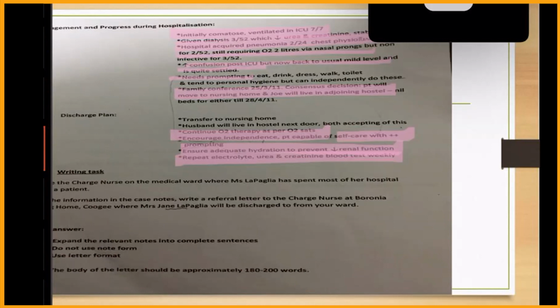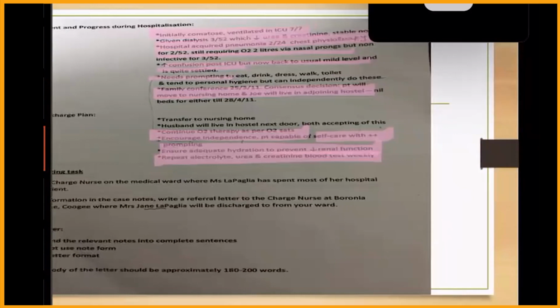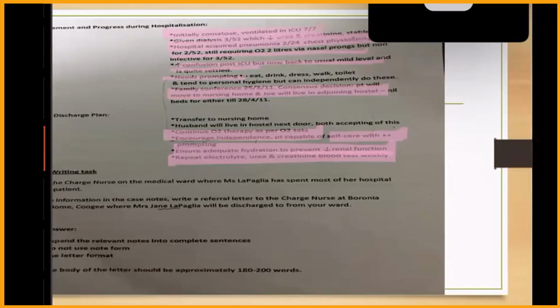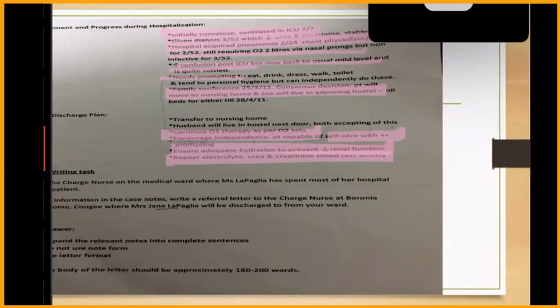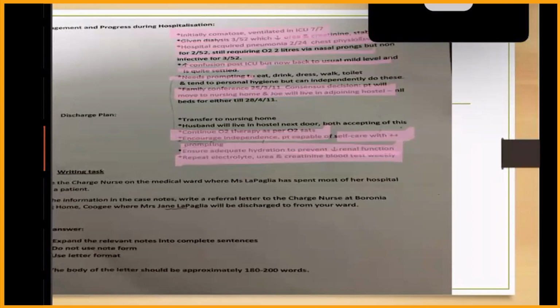So what happened to her situation after that? Her urea and creatinine improved, stabilized. Instead of saying that, you can say her renal function, creatinine and urea levels were stabilized. And then what? She developed hospital acquired pneumonia, for which chest physiotherapy was given for 2 weeks, along with oxygen support initiated. Oxygen therapy continued.